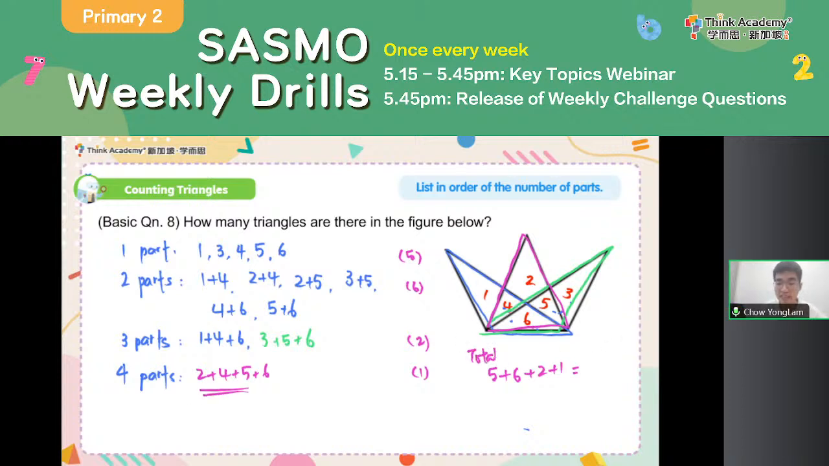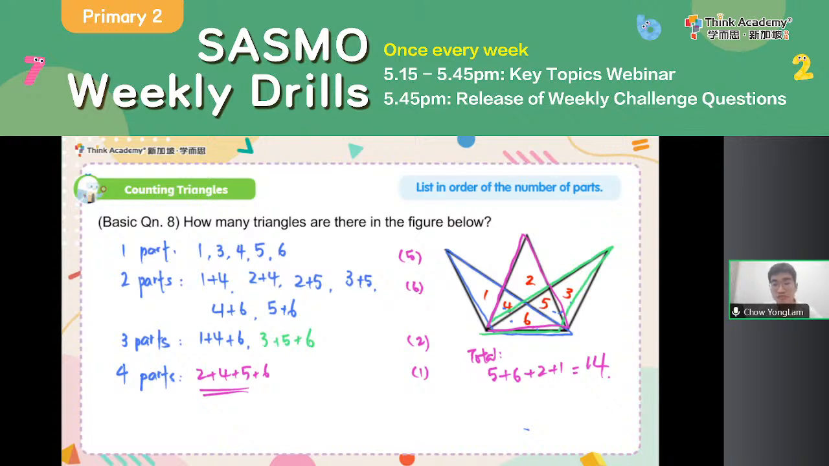Now we are adding the number of triangles, right? We are not forming a triangle. Add up the total number of triangles. I see y'all have given me the answer, 14 triangles. Very good. So this is the highest technology I'm showing you today. Just label the parts and then list out in order of the number of parts from 1 part, 2 parts, all the way to as many parts as there are.